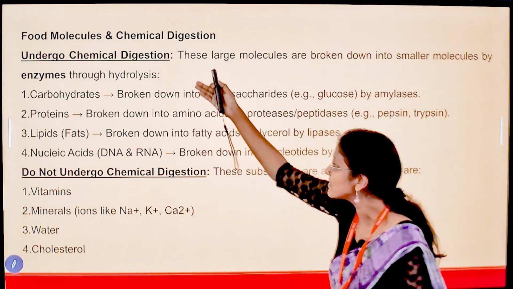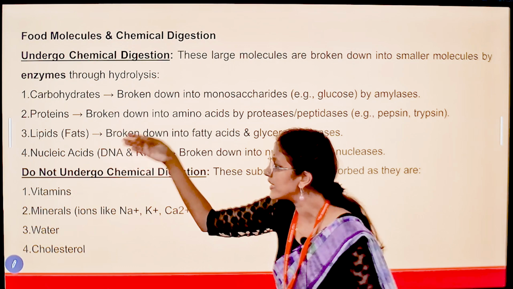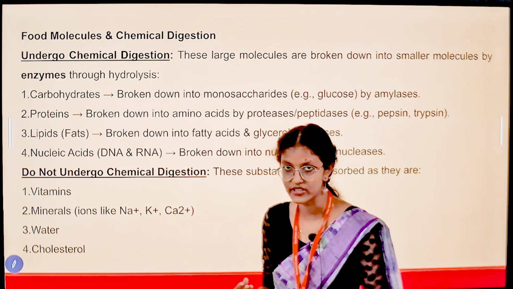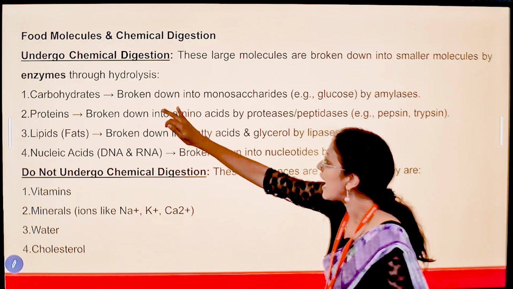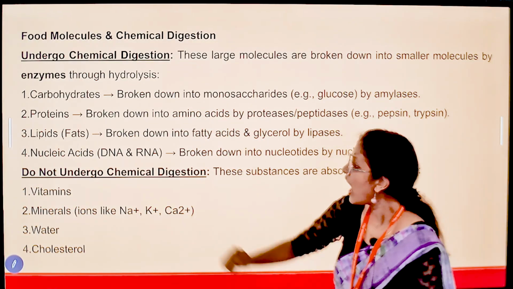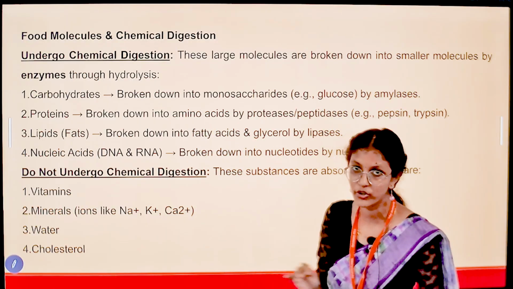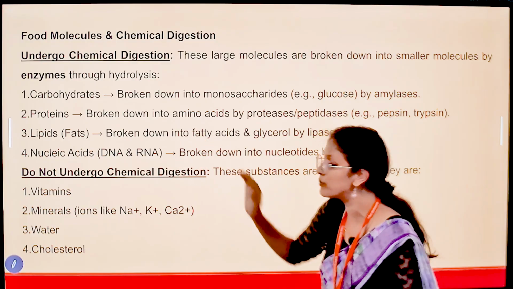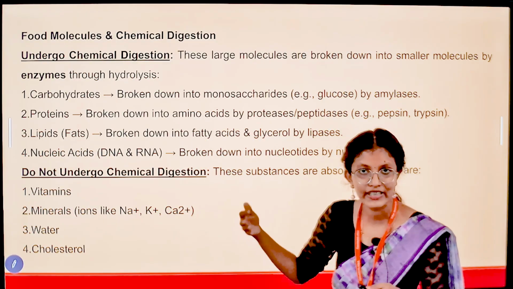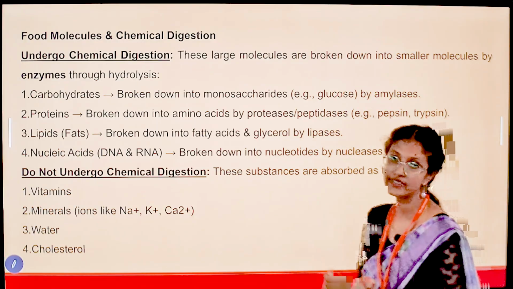So here you can see these are carbohydrates, proteins, lipids, and nucleic acids. These need to undergo chemical reactions. For example, enzymes are there. Carbohydrates will break down only with the presence of amylase enzyme, and the proteins will break down only with the help of pepsin or the proteases enzyme, and the lipids will break down only with the help of lipases, and the nucleic acids like DNA and RNA have to undergo breakdown by the help of nucleases enzyme.